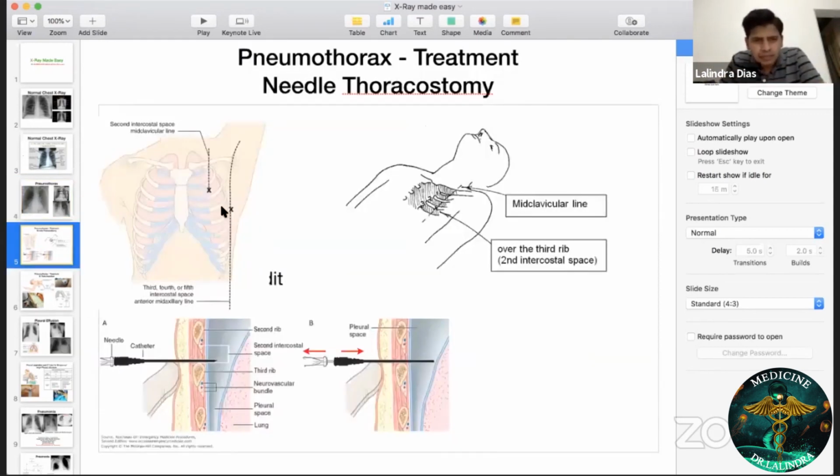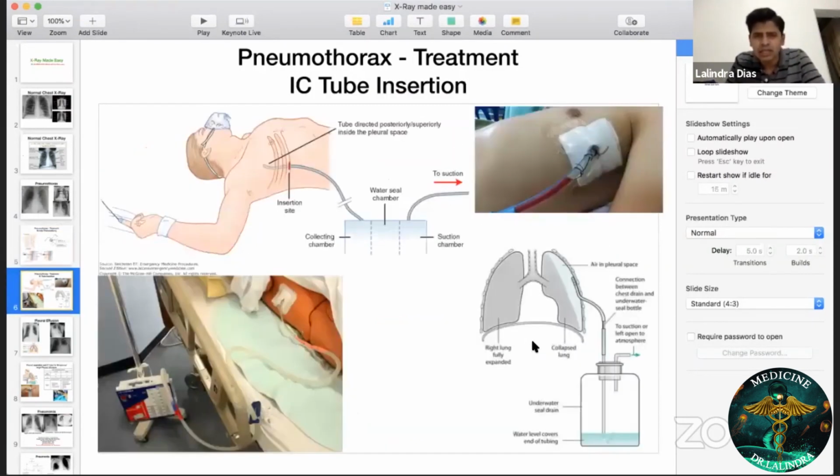So you can see here, this is the place where you go for IC tube insertion, and also where you go for needle thoracostomy. When you pop a needle into your pleural space, you call it needle thoracostomy. You can see this is how you pop in a needle and drain that air. That's called needle thoracostomy, which I taught in the last class.